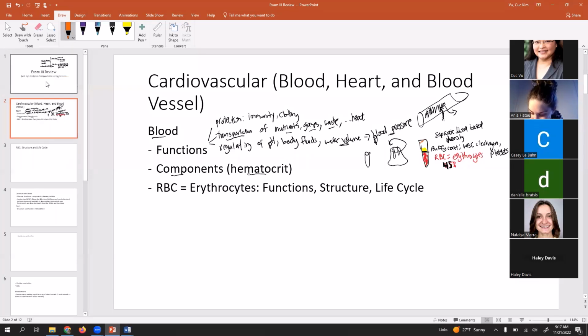Let's do this right here. What would that be? Plasma. Plasma. And plasma makes up what percentage? 55. Yes. Okay. And the Buffy coat would be less than 1%.